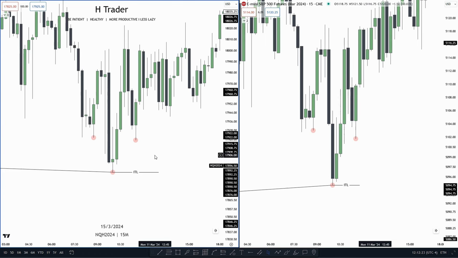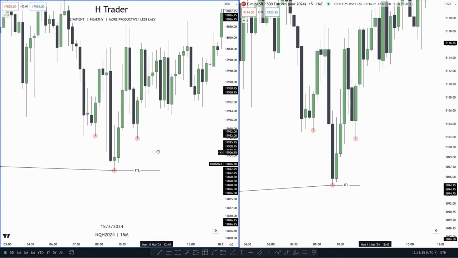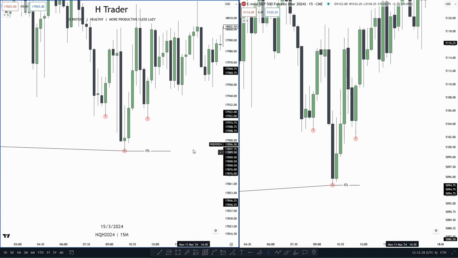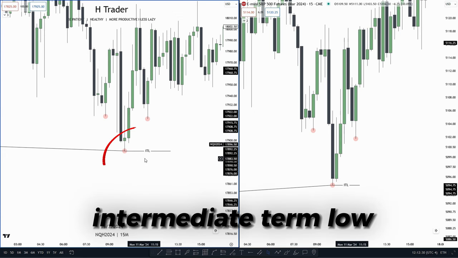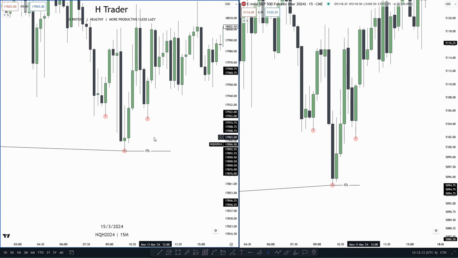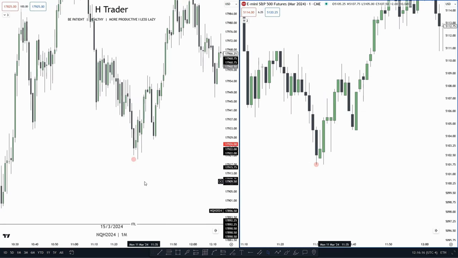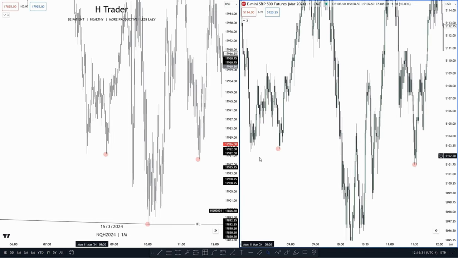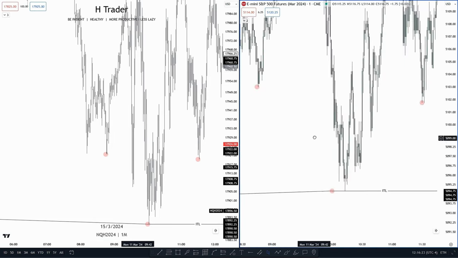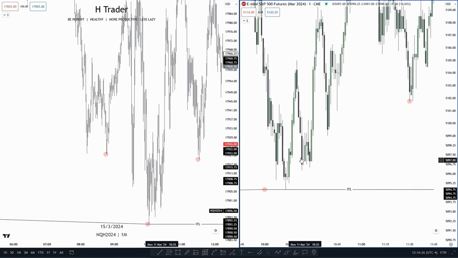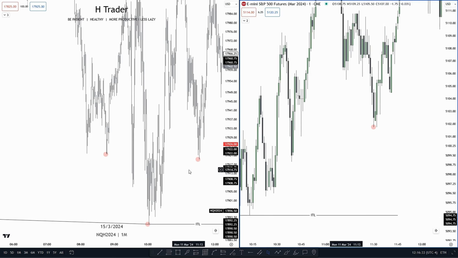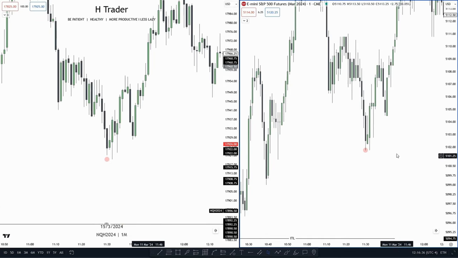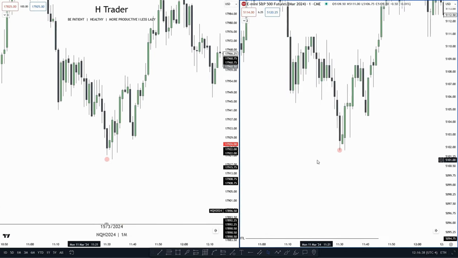So now let's hop down on the lower time frame and also anticipate this low down here not being taken out, as it is both an intermediate term low and also the low of the smart money reversal on both pairs. Down here on the 1 minute time frame, we can now see price created a short term low on both pairs. Then after that, we saw price created another low that ran that short term low, also creating the SMT on the 15 minute time frame.